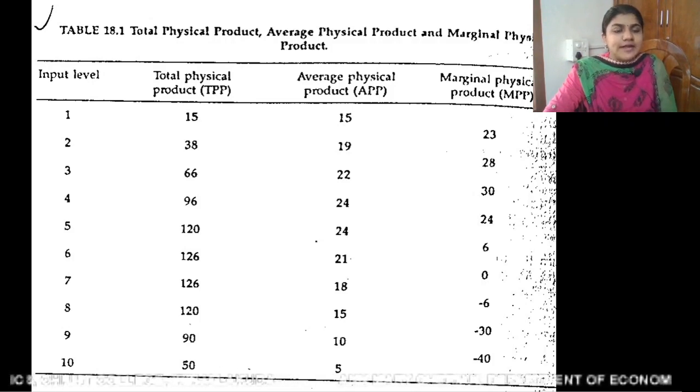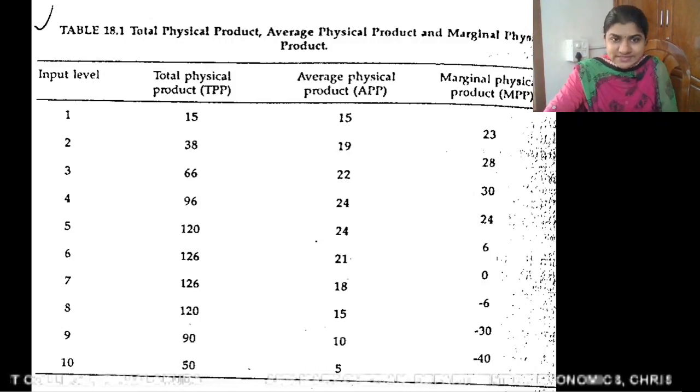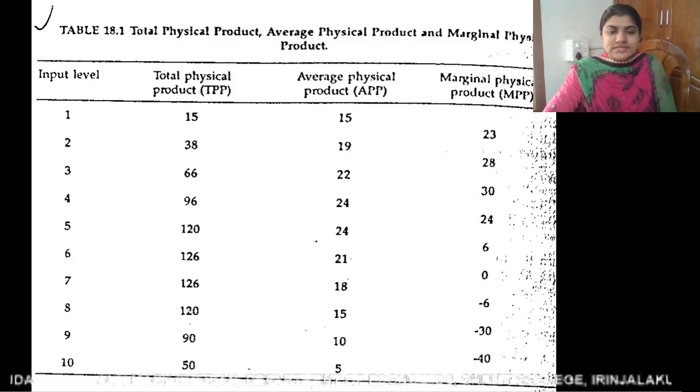And if an additional unit of input is added, that is when 2 inputs are used, total physical product is 38. When 3 inputs are used, TPP becomes 66. And when 4 inputs are used, it becomes 96. When 5 inputs are used, the TPP increases to 120. When 6 inputs are used, it increases to 126. And when 7 inputs are used, it remains as 126.